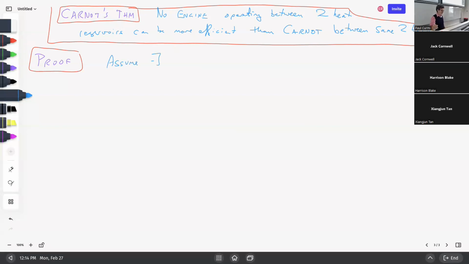So assume that there exists a hypothetical engine that is more efficient than Carnot. Why not? So I can have my Carnot motor, and I can have my motor, dashed, as my hypothetical.